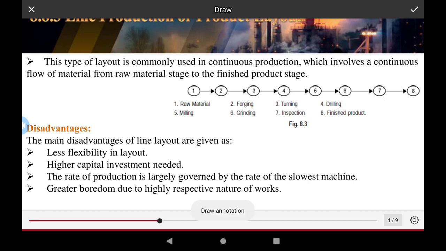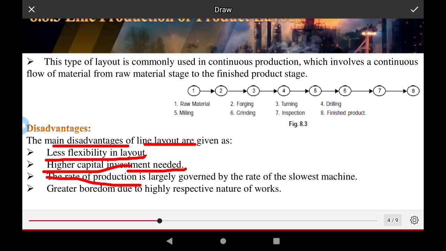The disadvantages of the line layout: the main disadvantage is less flexibility in the layout. A higher capital investment is needed. The rate of production is largely governed by the rate of the slowest machine in the line. It also generates boredom due to the highly repetitive nature of the work.